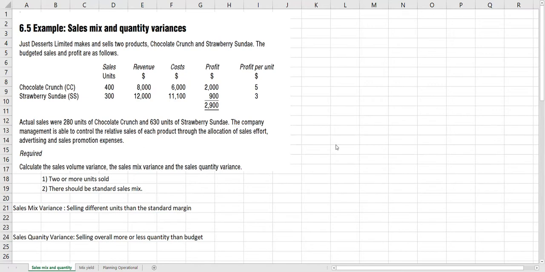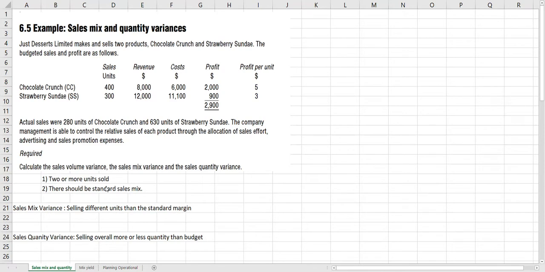So there are conditions, obviously, for the sales mix and quantity variance to exist. One condition is the company should be selling two or more products. If the company is selling only one product, there wouldn't be any mix and yield variance. And they should be sold in a standard mix. Remember when we calculated break-even point for multiple products, we had a condition that there should be a standard mix. The same condition should be here.